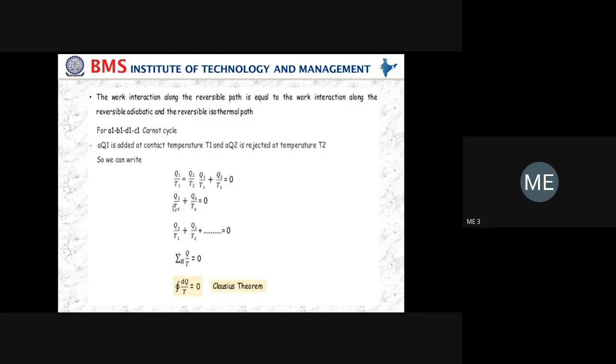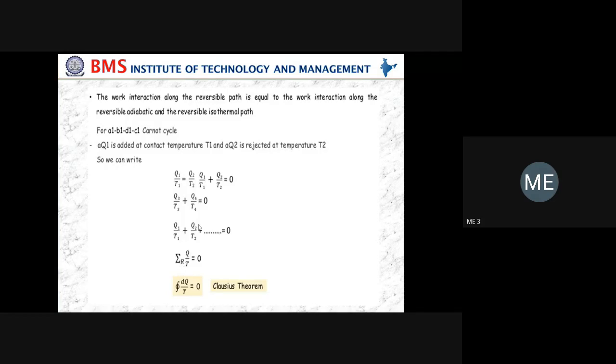Finally, we write the equation as Q1 divided by T1 plus Q2 divided by T2 plus so on equals 0. This is the algebraic summation of Q by T equals 0. Always you have to take the reversible cycle. Whatever we are dealing with here is the reversible process only, keep in mind. That's why even this suffix is most important. R indicates the reversible cycle.